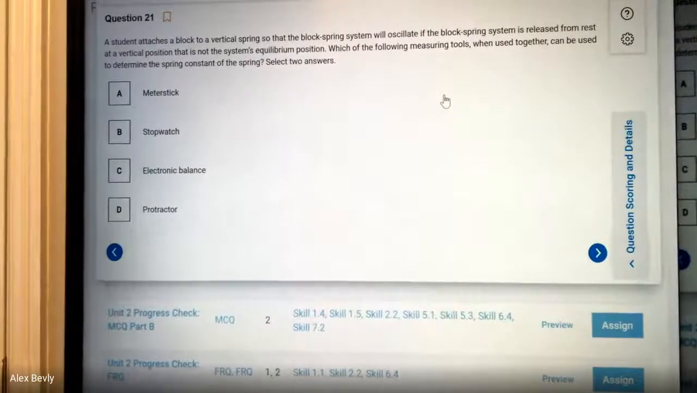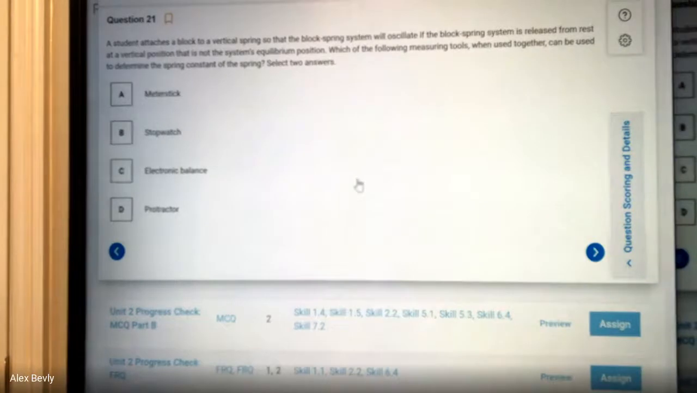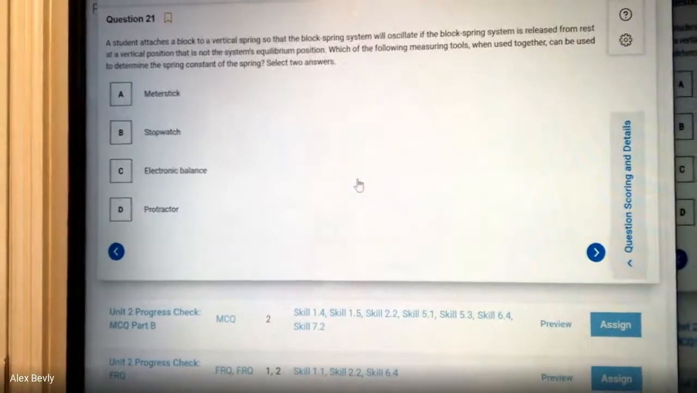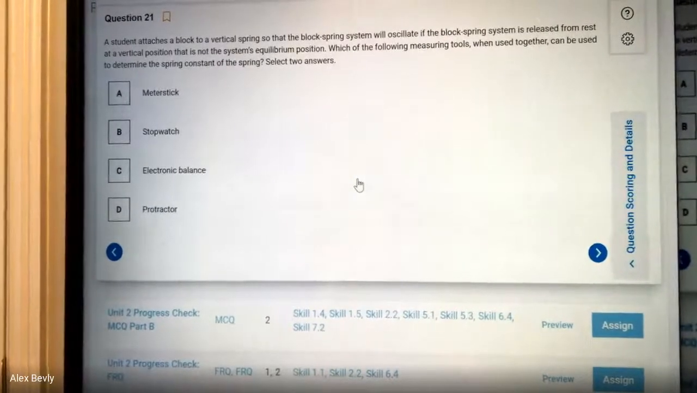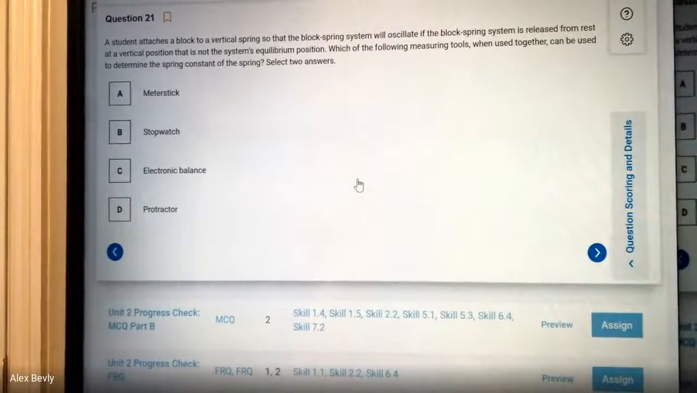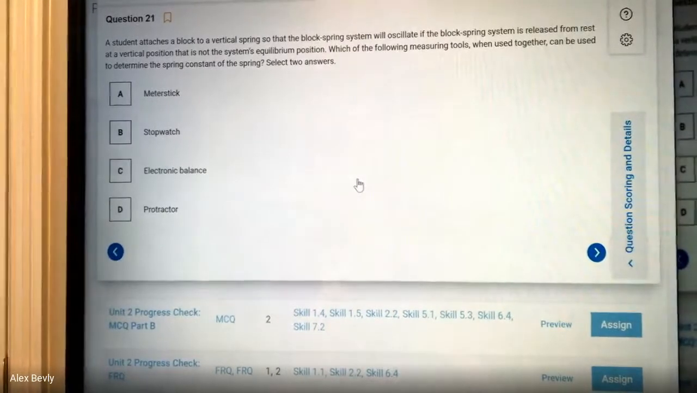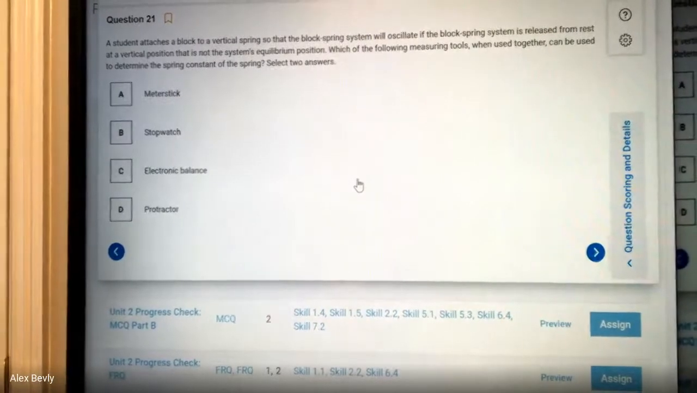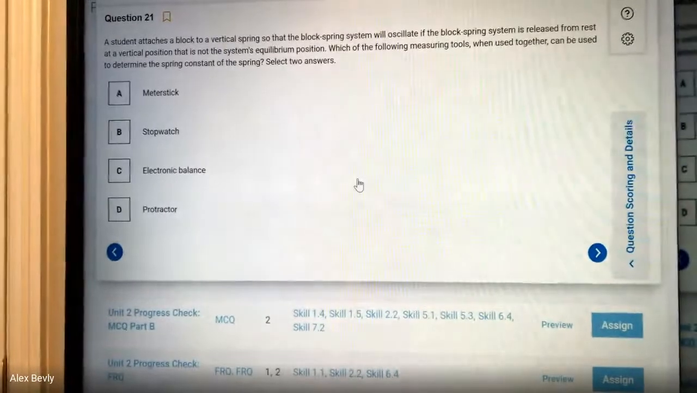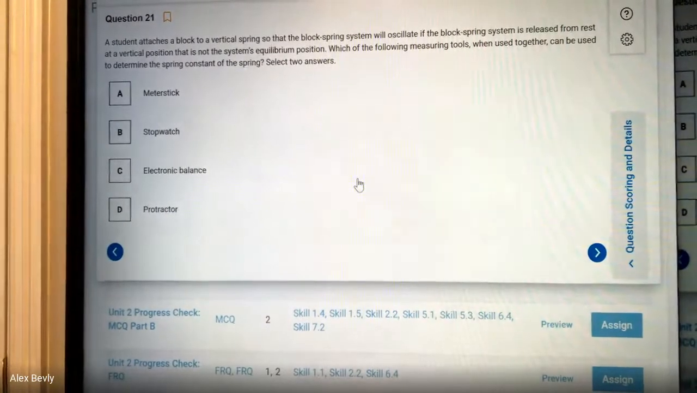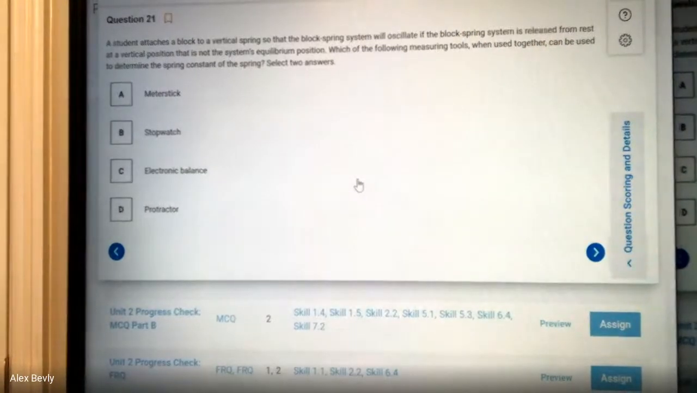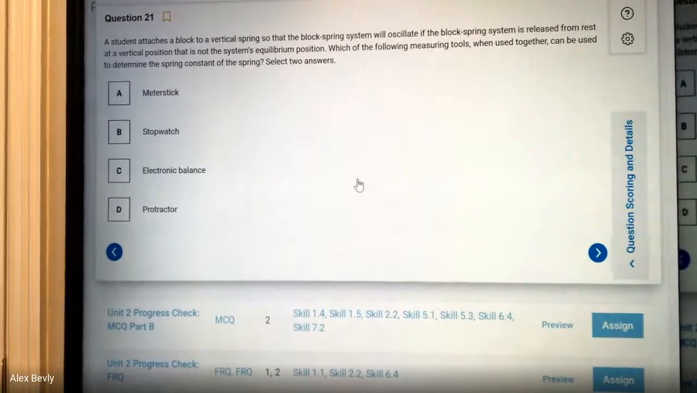All right, meter stick. Okay, looks like the lab. Now, this is oscillating back and forth. So are my forces balanced? So stopwatch to measure period. So let's look at both of those. So I see meter stick and I say stopwatch.